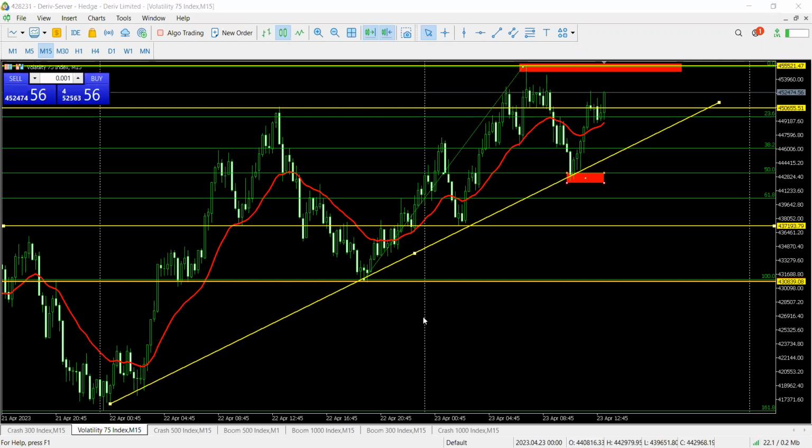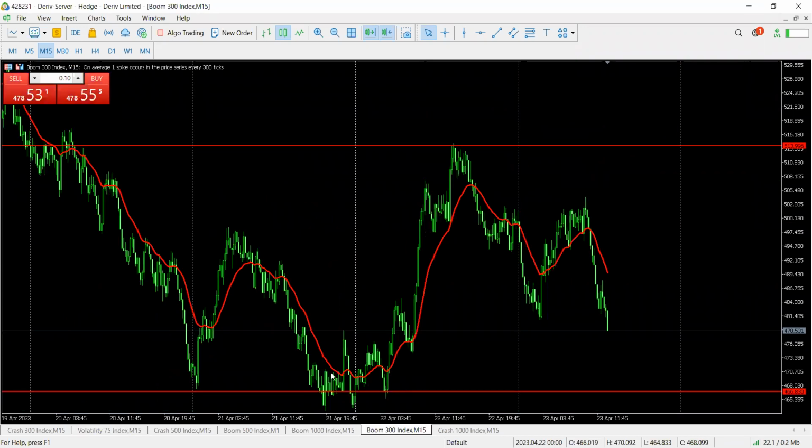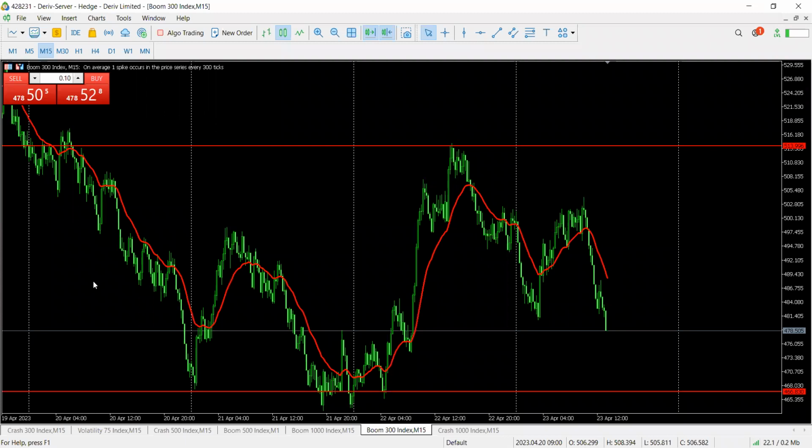The next asset we'll look at is Boom 300. If you check Boom 300, I gave the signal to say Boom 300 sell, and a lot of people made money as we are speaking. A lot of people have made money.